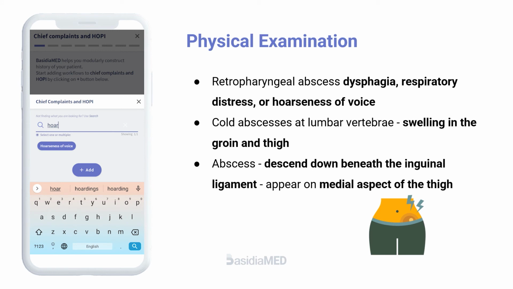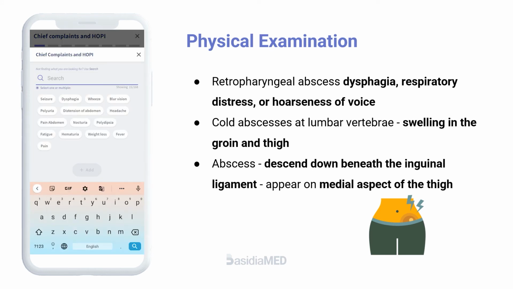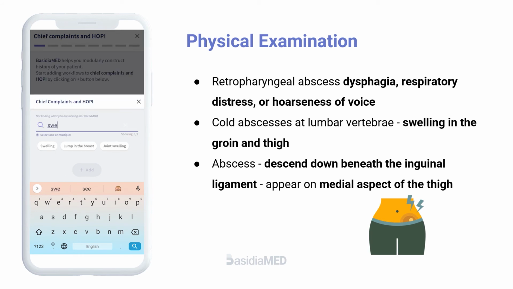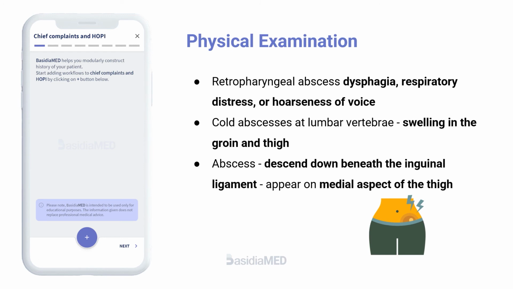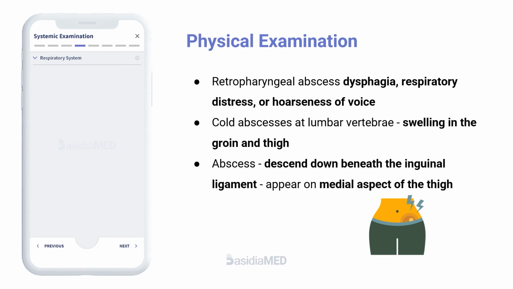The cold abscesses formed at lumbar vertebrae most commonly present as swelling in the groin and thigh. Abscess can descend down beneath the inguinal ligament to appear on the medial aspect of the thigh. Pus collection can follow the blood vessels to form an abscess in the gluteal region if it follows femoral or gluteal vessels, respectively.